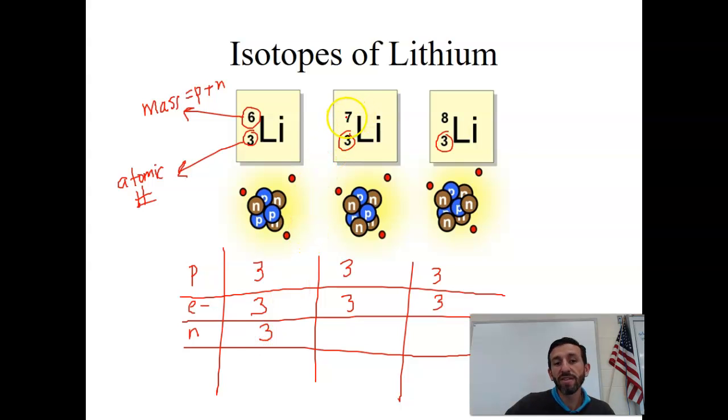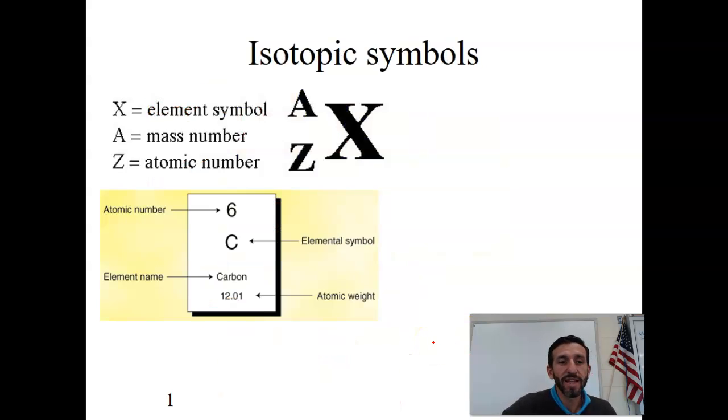Here I have 7. So 3 plus 4 gives me 7. Right? So 3 protons plus 4 neutrons gives me a mass of 7. Or I could do 7 minus 3 is 4. I can do 8 minus 3 is 5. And that's how I get my number of neutrons. Okay? So that's that. Simple as that.